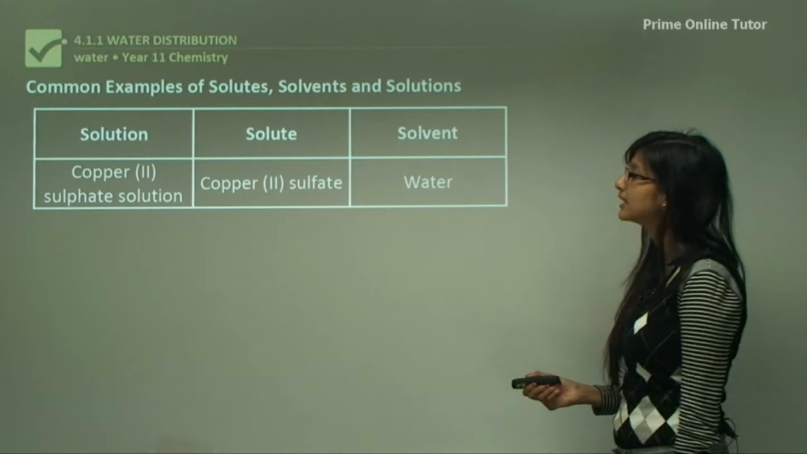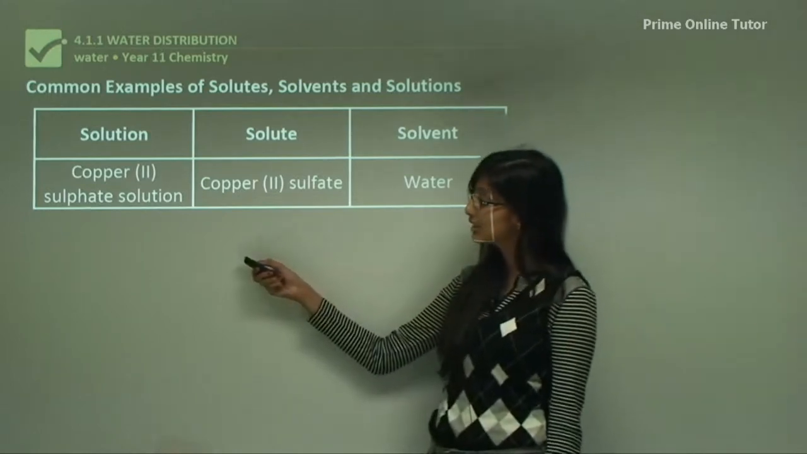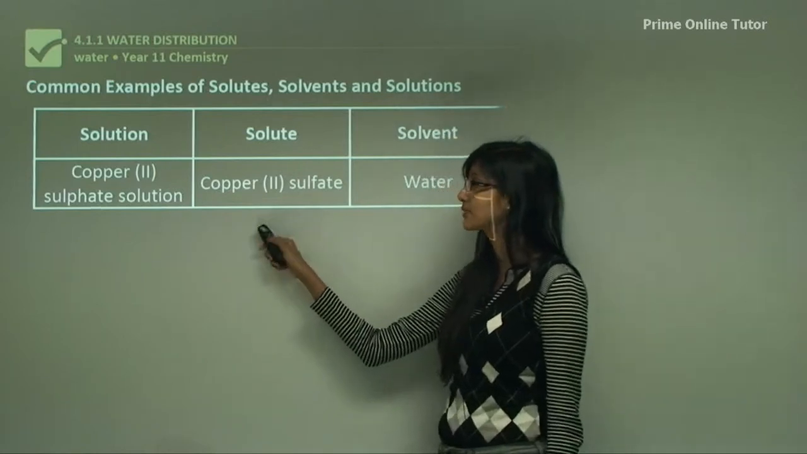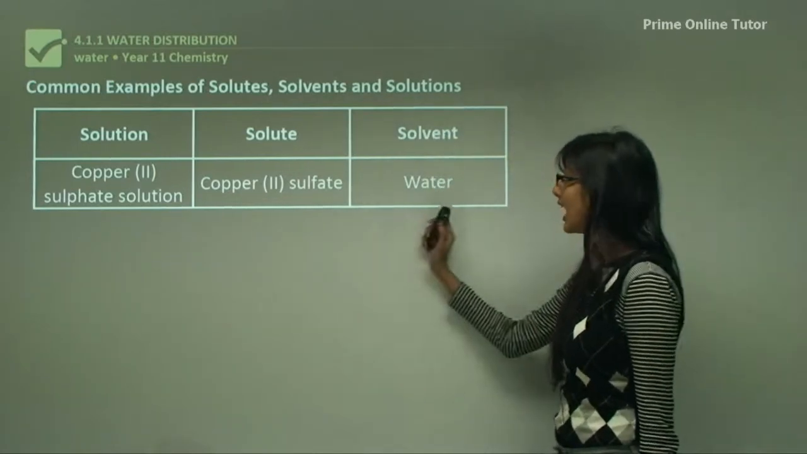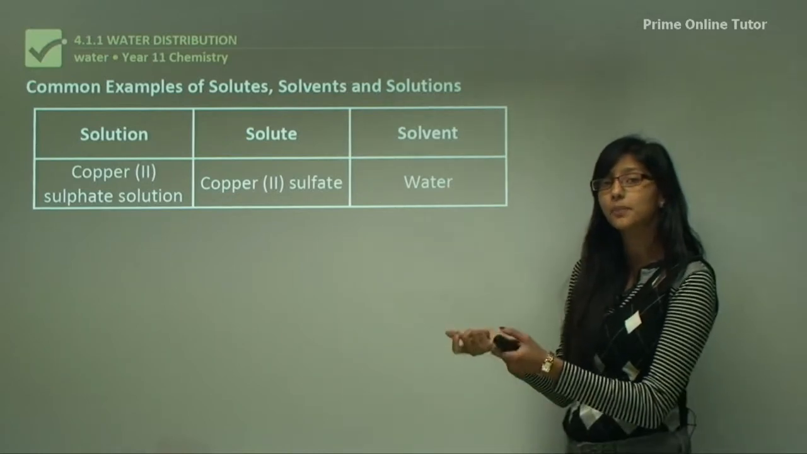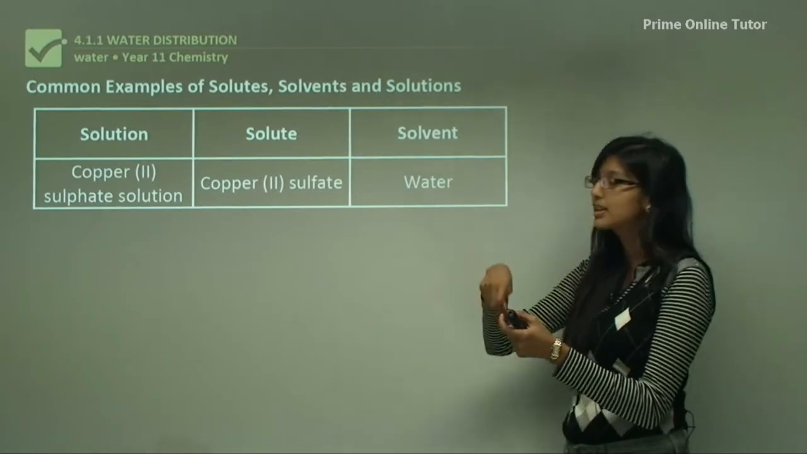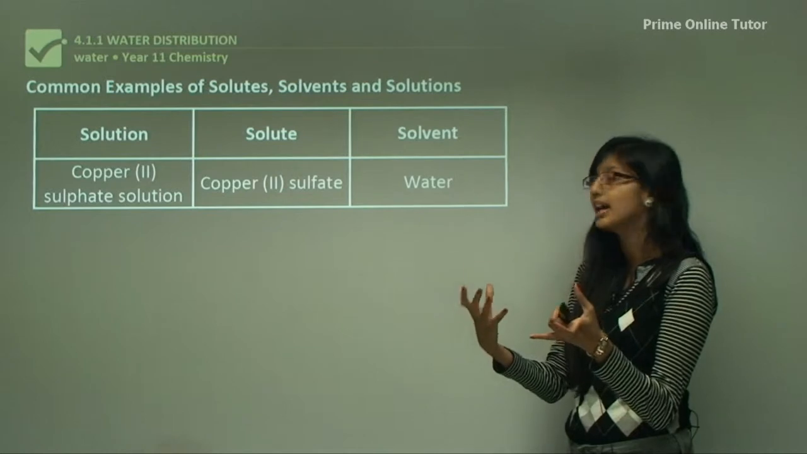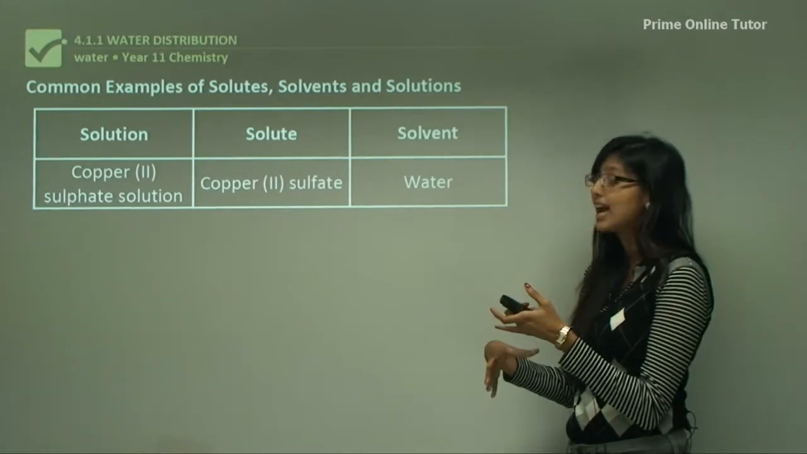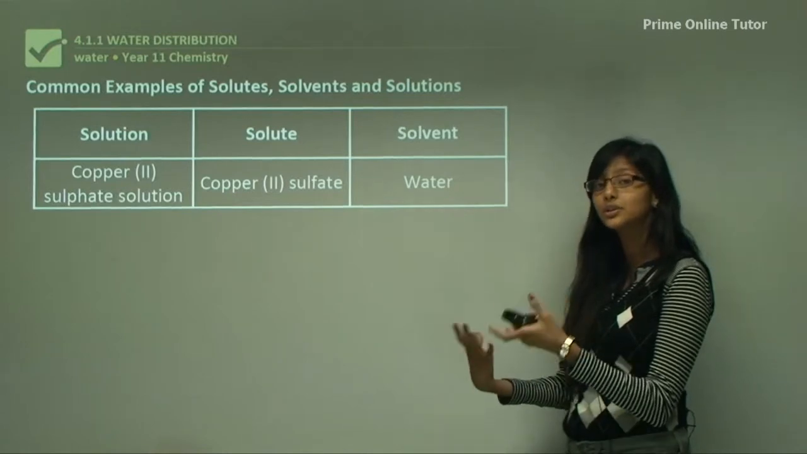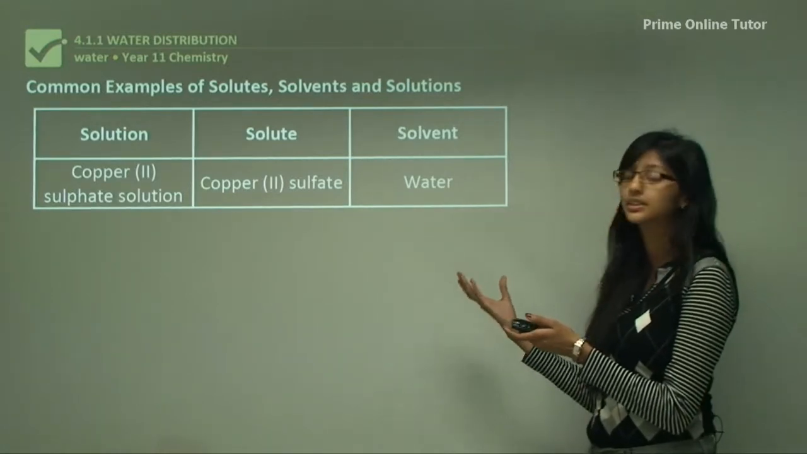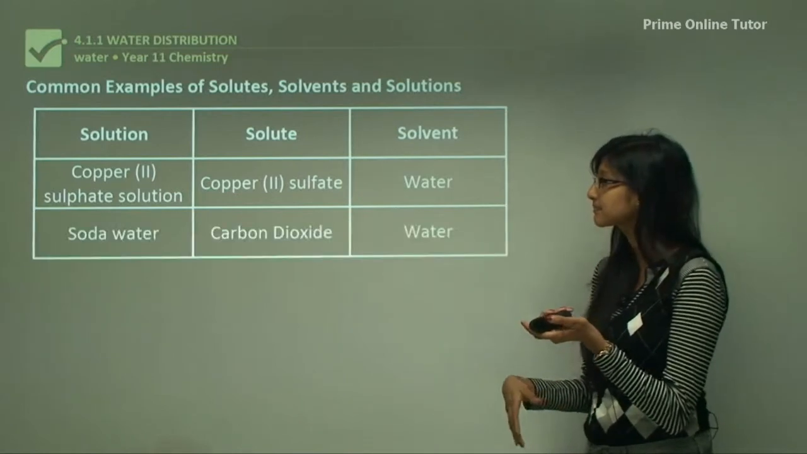First up, let's look at a copper sulfate solution. As the name suggests, in a copper sulfate solution, you will have copper sulfate as your solute and water as your solvent. What you do is you take some copper sulfate solid and you put it in water and it should disappear. That means that our solute is copper sulfate and our solvent is water, which is dissolving the copper sulfate. And we get a copper sulfate solution as our product.